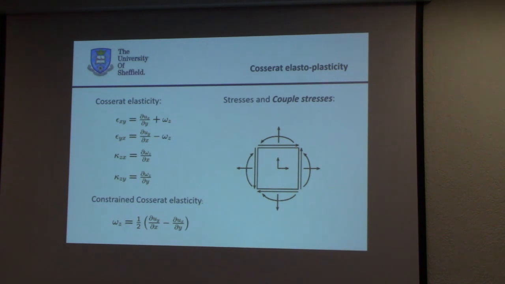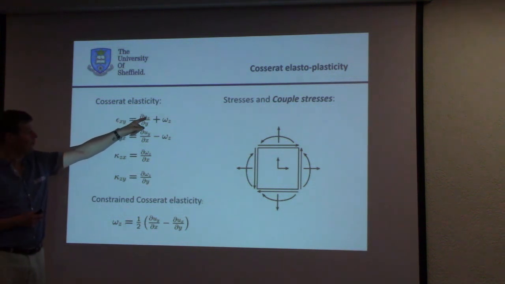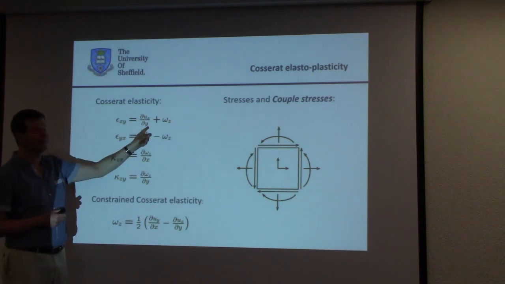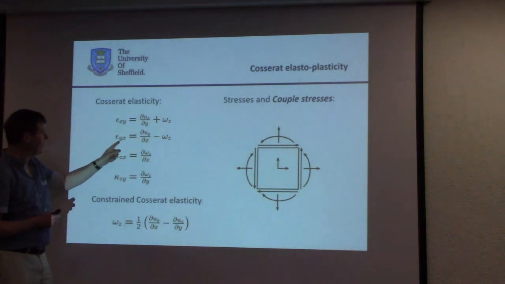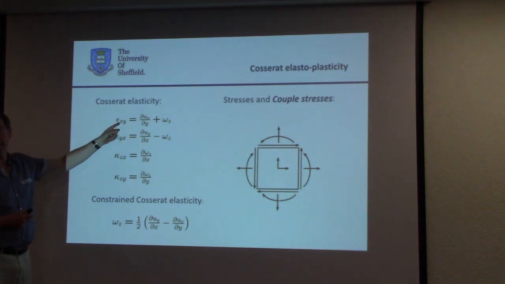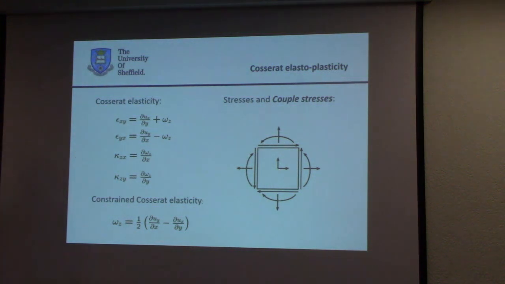Well, normally you are used to the fact that you define your shear strain as half du_x/dy plus half du_y/dx, and that you define epsilon_yx identical to epsilon_xy. Your strain tensor is symmetric. This does not have to be the case.